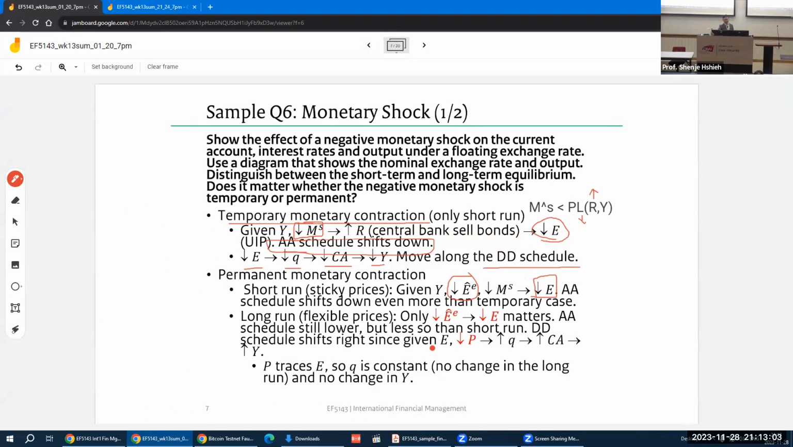So walking through the logic, you get a decrease in P, increase in Q, increase in current account, increase in Y. So the Y is completely undone. This Y is undoing the initial change in Y here.